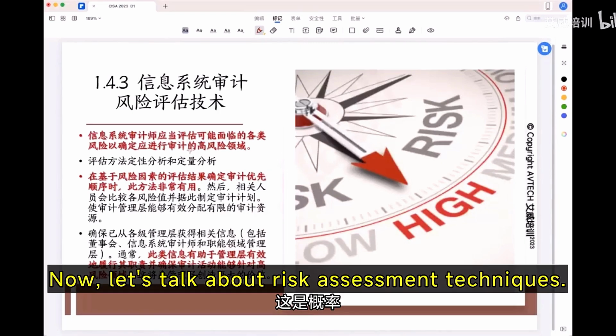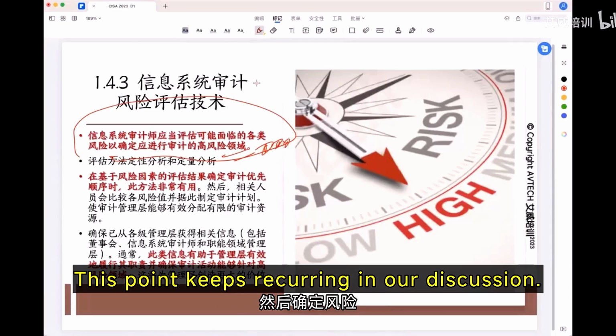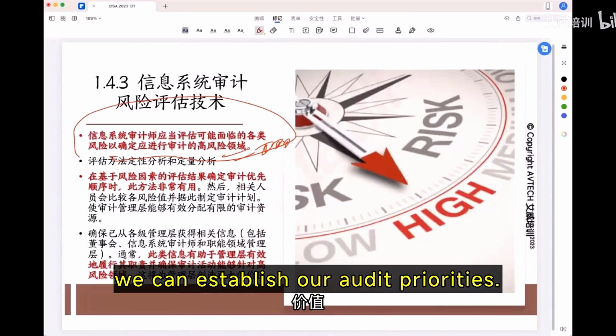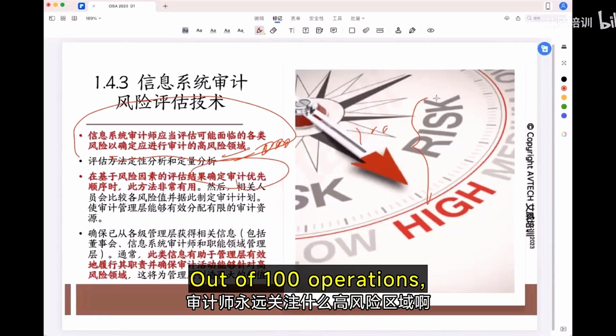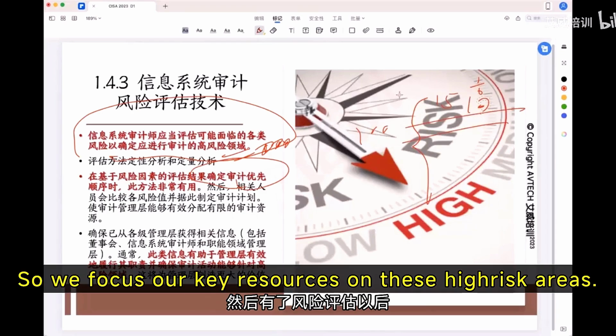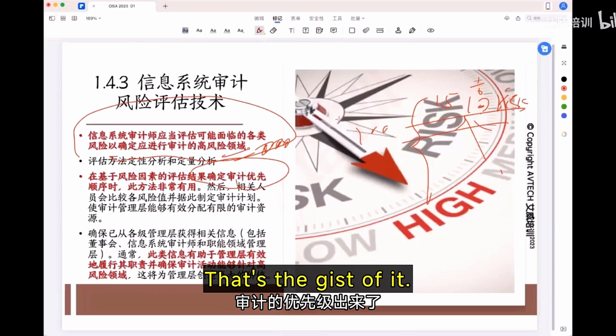Now, let's talk about risk assessment techniques. What do auditors always focus on? High-risk areas, right? This point keeps recurring in our discussion. Once we've completed the risk assessment, we can establish our audit priorities. You see, out of 100 operations, 15 are high risk. So we focus our key resources on these high-risk areas. Got it. That's the gist of it.